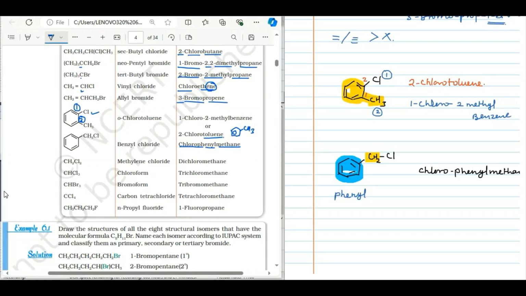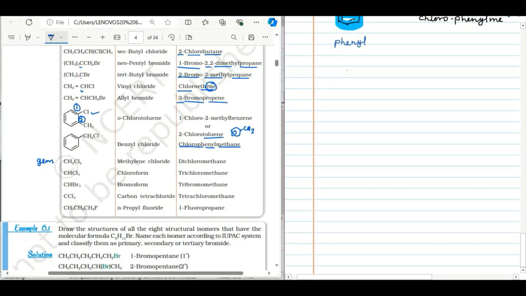Now come to the next example, CH2Cl2. Here both the chlorines are bonded to the same carbon. So this is the example of a gem dihalide. Now let's draw the structure. It is CH2 and chlorine is bonded to it. Another chlorine is also bonded to the same carbon. So this is the example of a gem dihalide. There is no need to number the chain as it contains only one carbon. And there are two chlorines, so we will write dichloromethane.